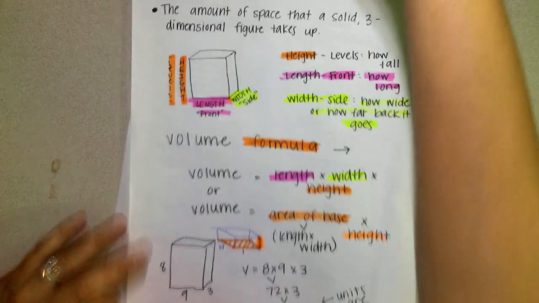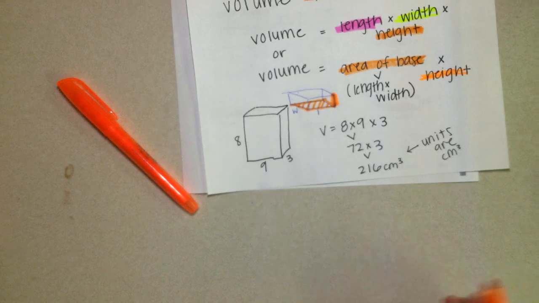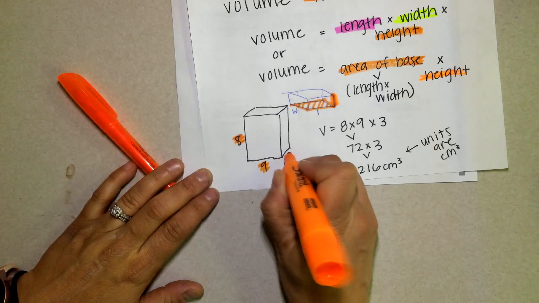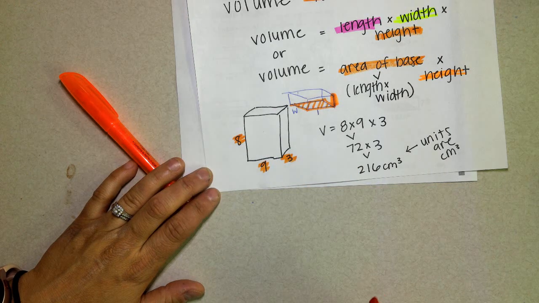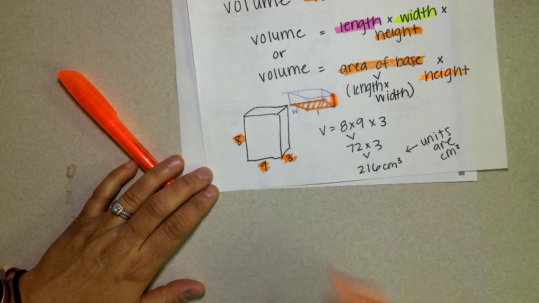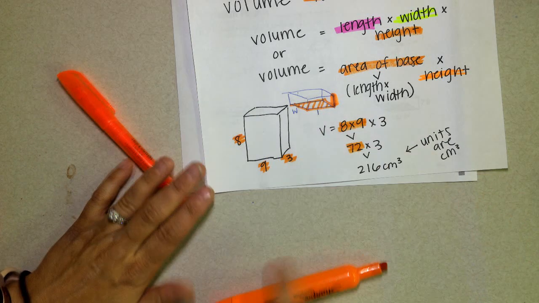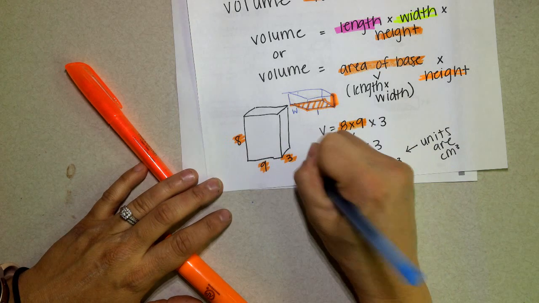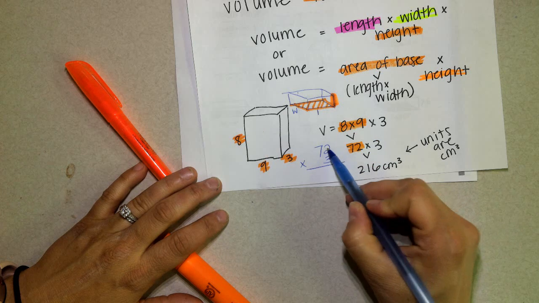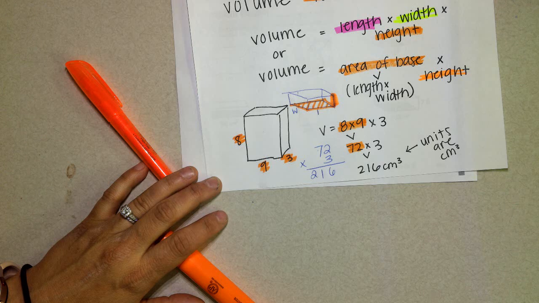So for example, here we have this rectangle, and we're just going to take all three of these numbers, 8 times 9 times 3. It doesn't matter the order that you do them. It's totally up to you because it's multiplication. So I could do 8 times 9 and get 72, and then I would have to set up my turtle head here and do 72 times 3. 3 times 2 is 6. 3 times 7 is 21. And that would be your answer.